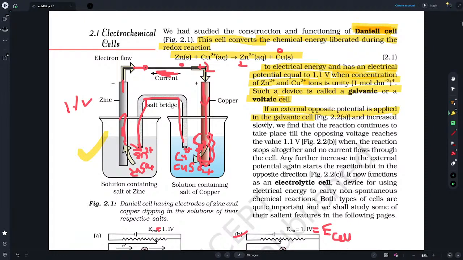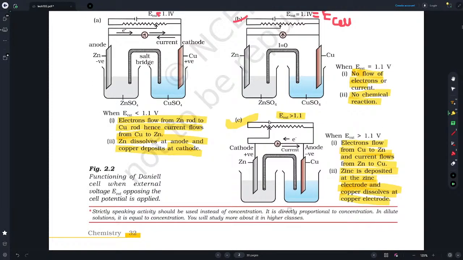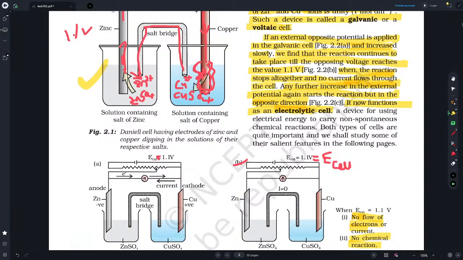If the external opposite potential is applied in a galvanic cell and increased slowly, we find that the reaction continues to take place till the opposing voltage reaches the value of 1.1 volt. When the reaction stops altogether and no current flows through the cell, any further increase in the external potential again starts the reaction, but in the opposite direction. It now functions as an electrolytic cell. Here we saw that the current is being produced via the reaction and we are getting electricity, but in this there is no electricity, and in this kind of reaction where we are reversing the reaction and we are giving the cell electricity, so it acts as an electrolytic cell in the third case only.